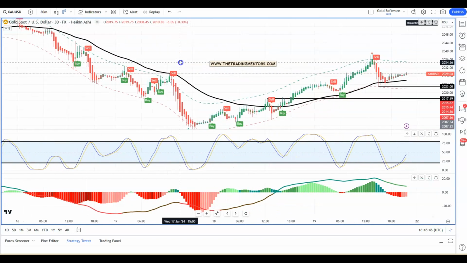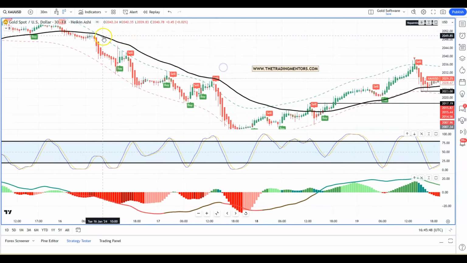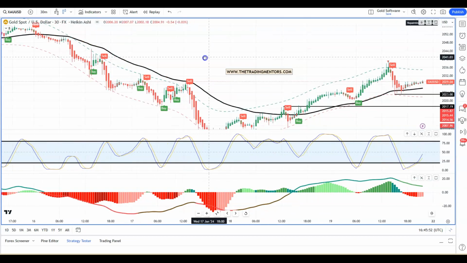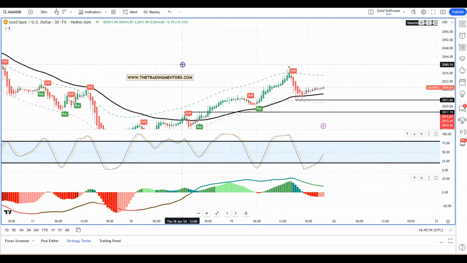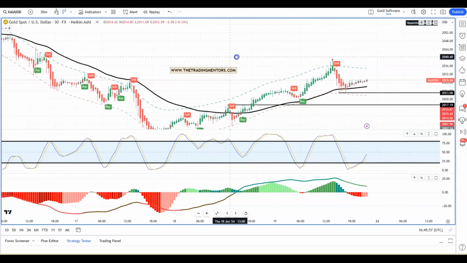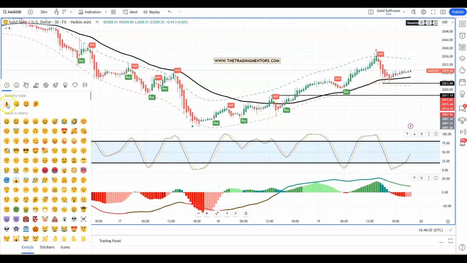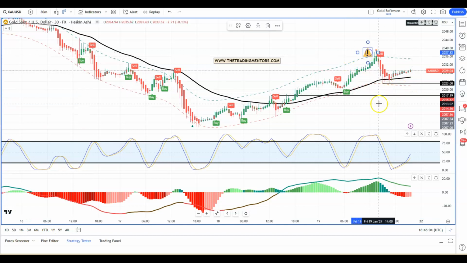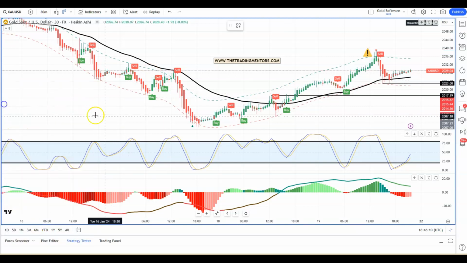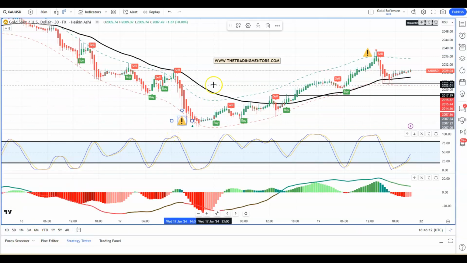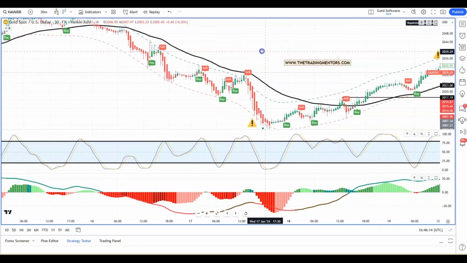So this is the gold software, and we have the 50 EMA, and anything below the 50 EMA represents a short. Anything above the 50 EMA represents a buy. A couple of other things to point out, and I'll mark this with a, what shall I use, warning sign. Let's put a few warning signs up. If we can see, I can see one there. And I post this into the VIP room for members.